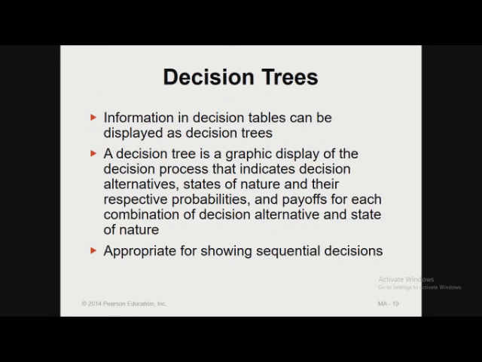Okay? So, ang decision tree naman guys, ang katong data nato, tabular data nato sa decision table, pwede ito nato ma-portray into decision tree. Katong data under decision making under risk, pwede ito nato siya i-graphic display into a decision tree. So information in decision tables can be displayed as decision trees, and it is a graphic display of the decision process that indicates decision alternatives, states of nature, and the respective probabilities and payoffs for each combination of decision alternative and state of nature.